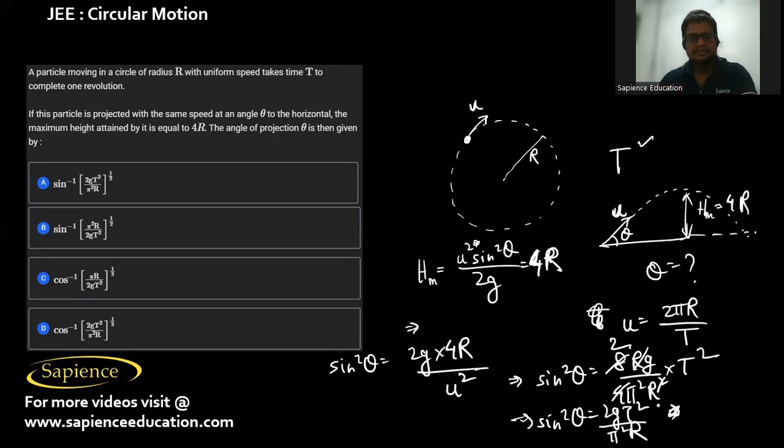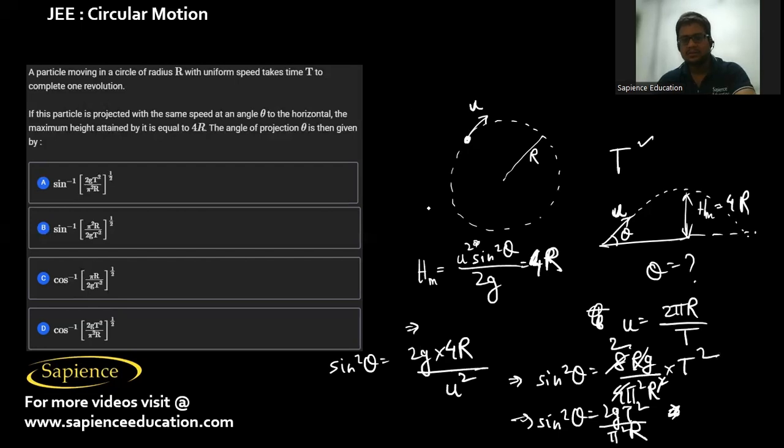So sin theta will come as the square root of 2g T square by pi square r, that is, to the power half. Therefore theta will be equal to sin inverse of (2g T square by pi square r) to the power half.